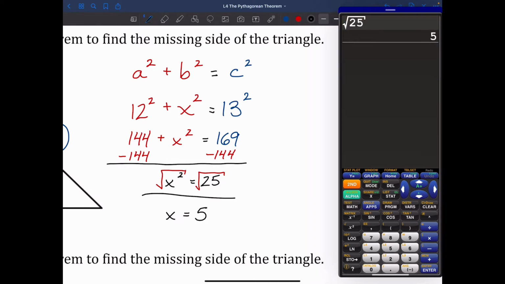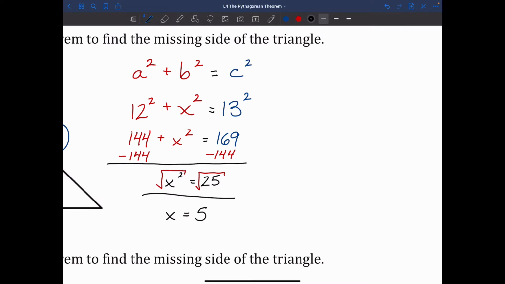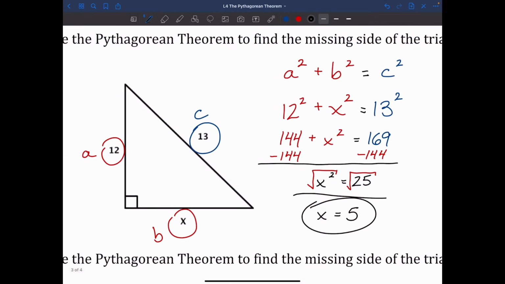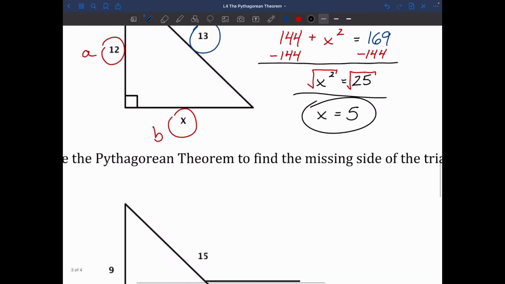If you're using Google for a calculator, you could also type it in as sqrt with some parentheses, 25, and then hit enter, and it will give you 5 as well. But that's what we're looking for. Our answer is that this missing side length was just 5. So not too bad, hopefully. All right, let's try another one out.